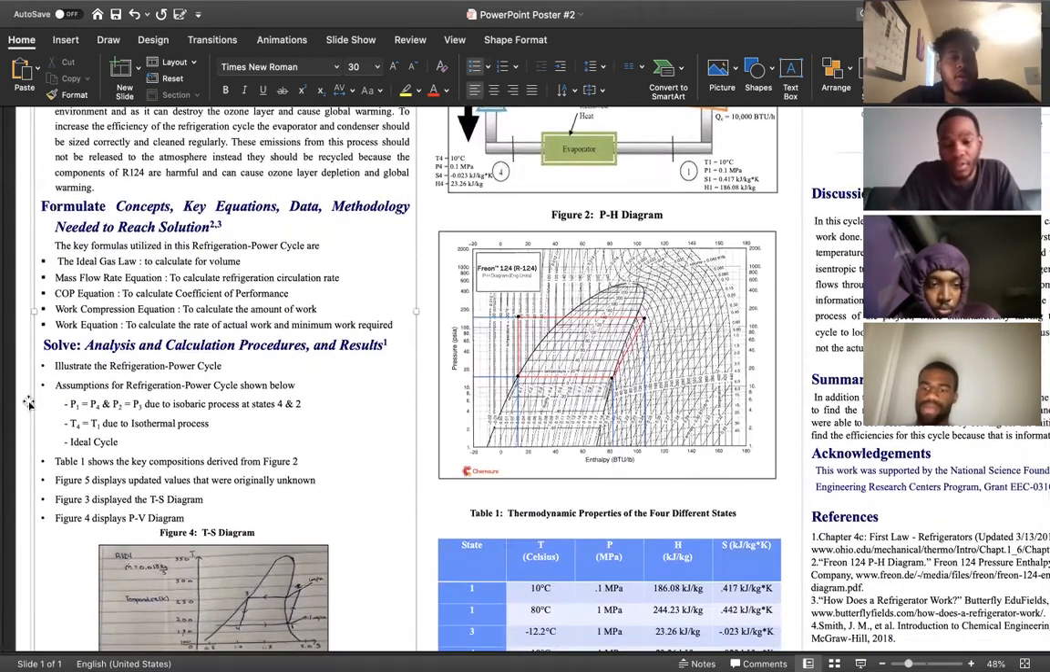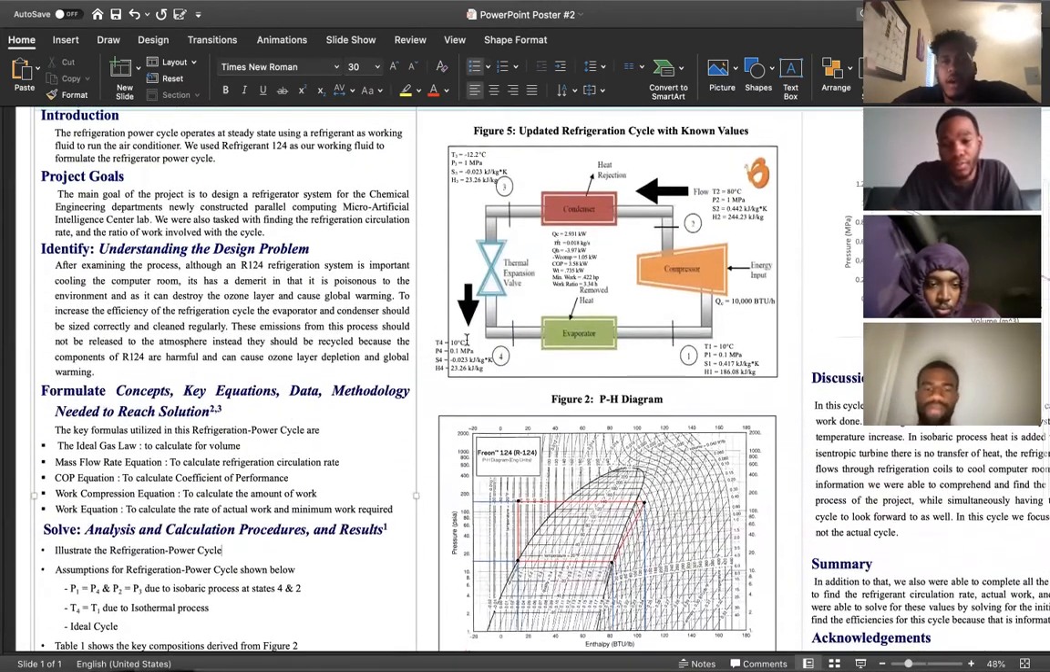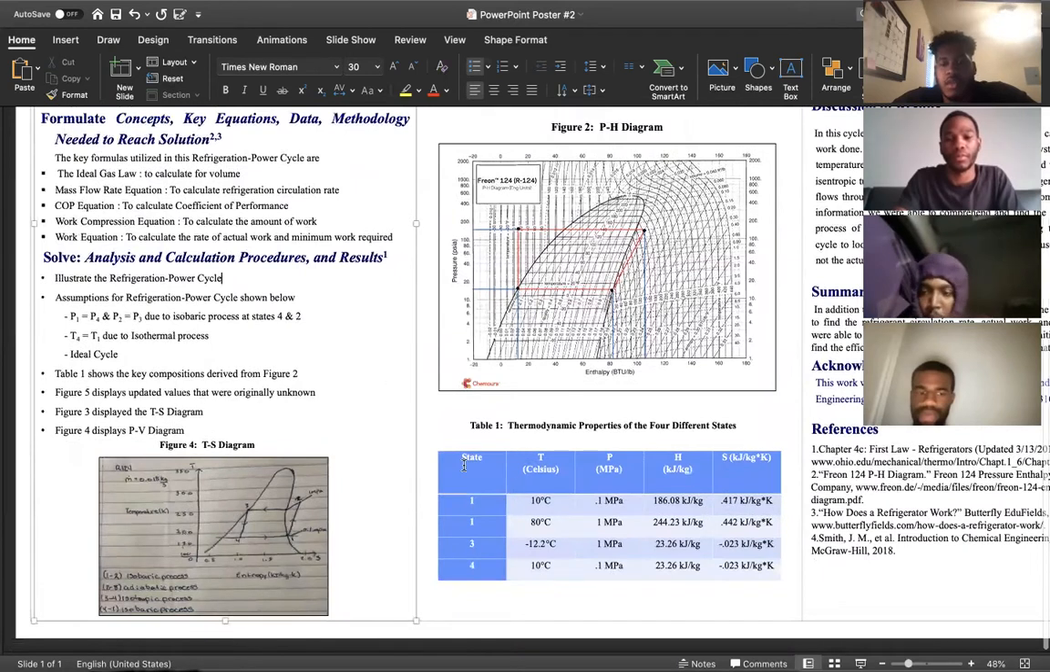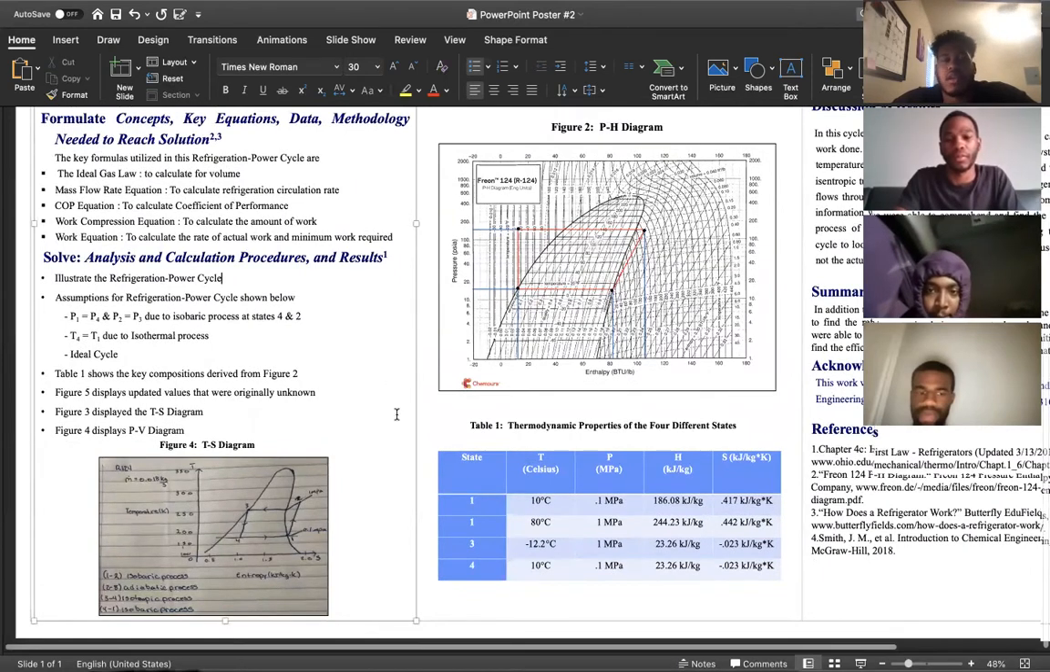The next step of the process was to solve the problem. So the first thing we did was illustrate the refrigeration power cycle as shown in Figure 5. As you can see, our Figure 5 has all the values already solved for, but at first we didn't know any of these values. So we plotted out for each state the different pressure, temperature, entropy, and enthalpy. Then we used Figure 2, our PH diagram, to get the values that you see in Table 1, which is our thermodynamic properties for each of the different states.